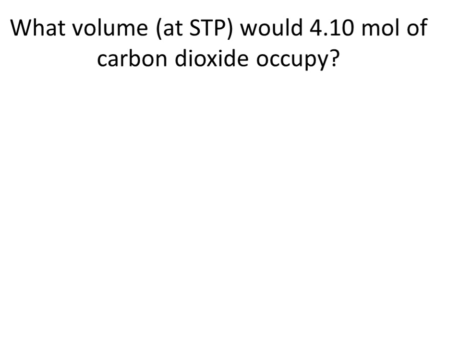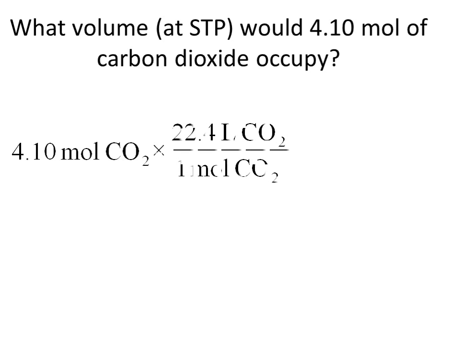So what volume at STP would 4.10 moles of carbon dioxide occupy? Well, we start with our original value, 4.10 moles of CO2, and because we're at STP, we need a conversion factor that's going to include both moles and volume. And we have molar volume, which we can use so long as we're at standard conditions, and in this case we are. So we're clear to use the 22.4 liters per mole, and we want to set that up so that the liters are on top and the moles are on the bottom. Why? So that the moles of CO2 will be able to cancel out, leaving us with liters.